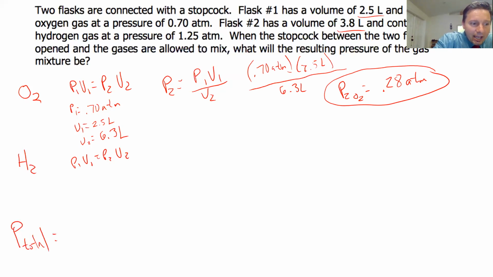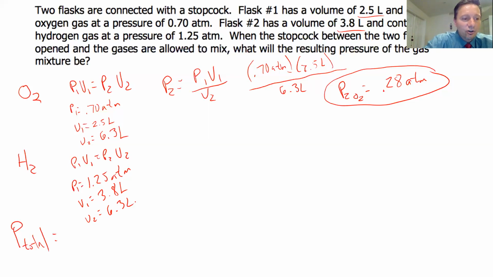I have my pressure 1 in this case here, 1.25 atmospheres. My volume 1 equals 3.8 liters. And my volume 2 is going to be the same because I'm adding them together. So this is 6.3 liters. So now I can solve. My P2 here for hydrogen equals P1 V1 over V2.